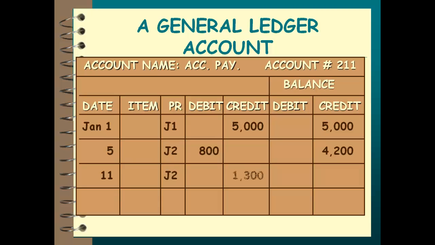My next entry then is going to be a $1,300 credit entry. I have a credit balance right now and I make a credit entry. Same side or opposite side? Same. So we're going to add. My credit balance gets bigger.